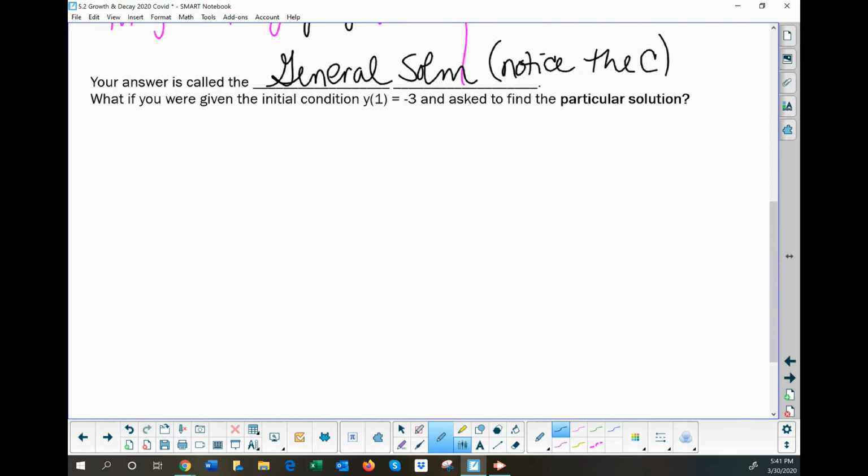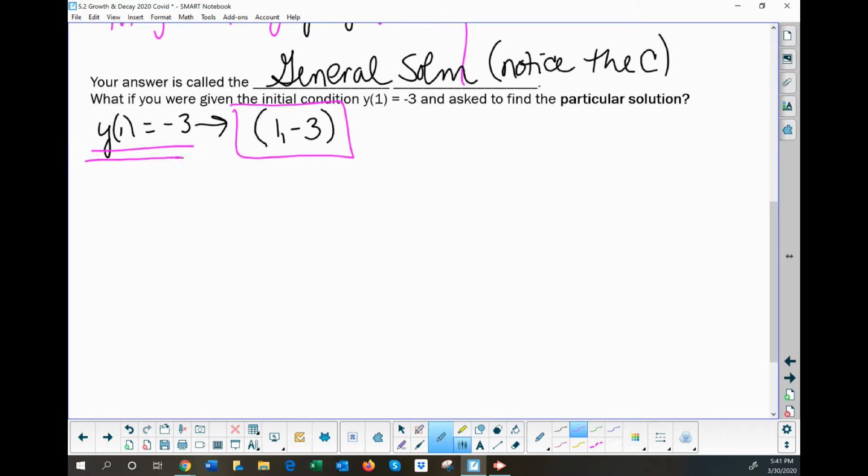What if I gave you an initial condition like y of 1 equals -3? Now, I know that you're going to think I'm being silly when I ask you to convert that function notation into an ordered pair. But you would be surprised by the number of people that mess it up and say -3, 1 as their xy location. So while you're thinking about this statement, write it very clearly so that you have that ordered pair. Now we want to go through that ordered pair.